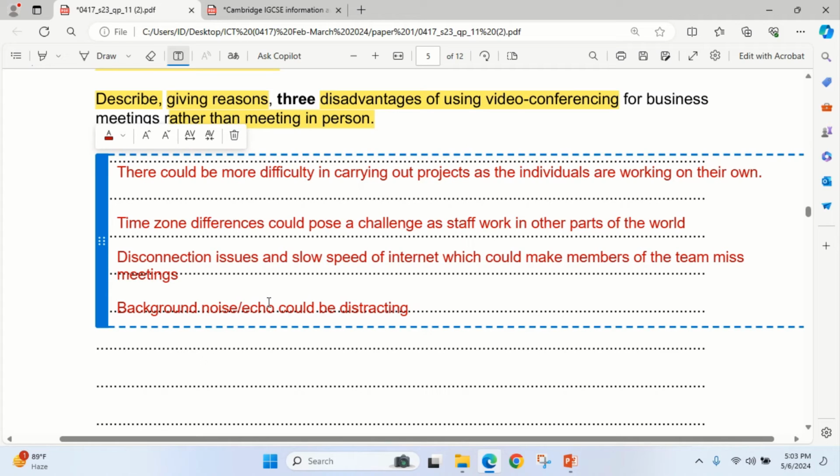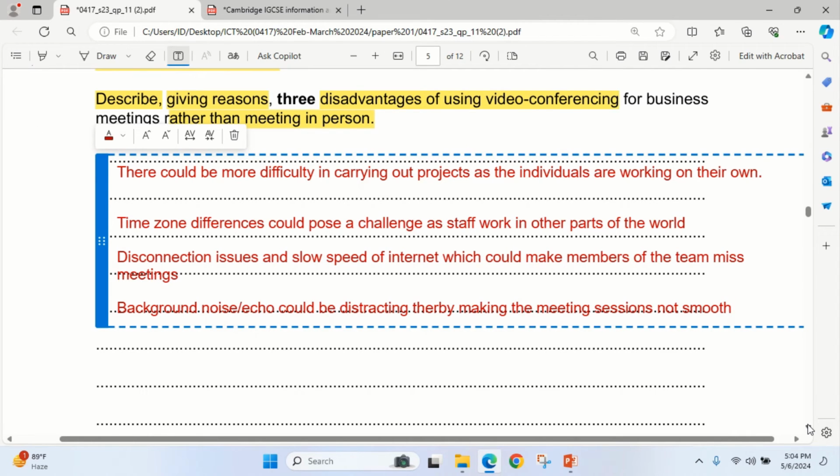So thereby making the meeting sessions not smooth. Okay, and so many other reasons that can be talked about. So with this you earn the 6 marks in this question.